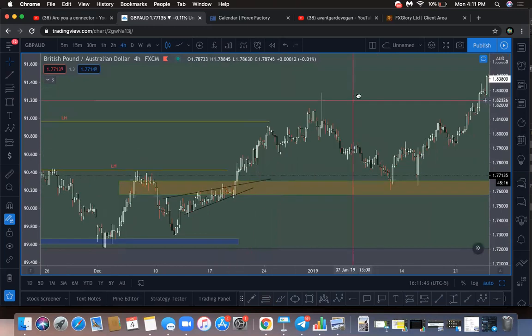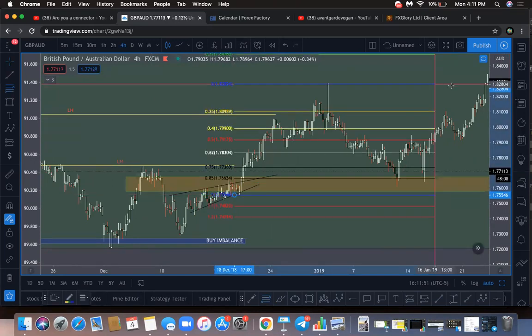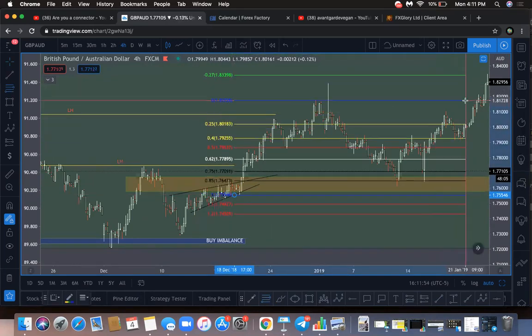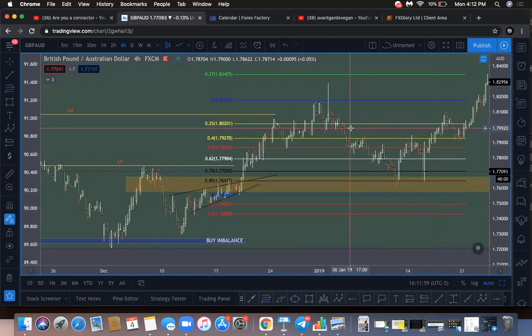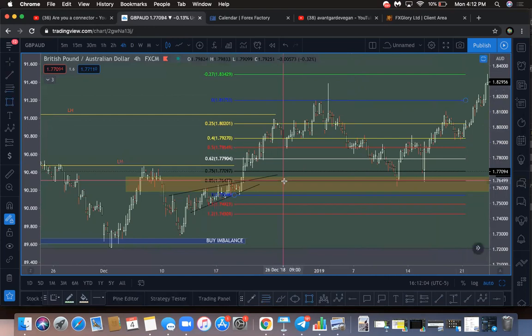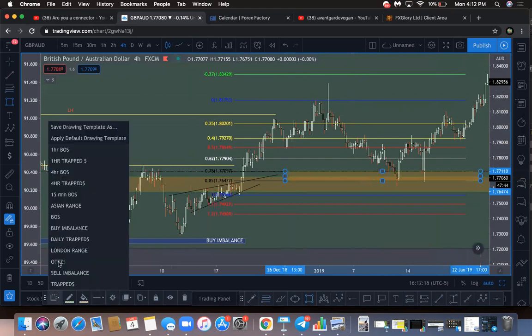So guess what? Looking at it from the 4 hour, you could have drawn your fib from this low point to the high. So now that way we can get that optimal trade entry zone. Now we can actually get a nice trade setup from our optimal trade entry zone, which is the 75 and 85%. That's what we call the sweet spot.